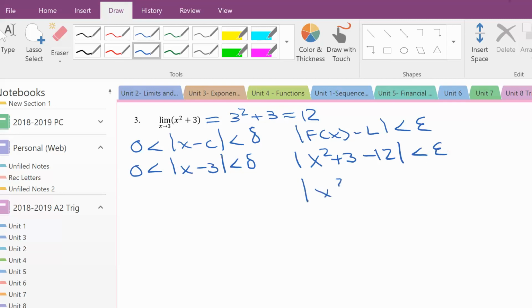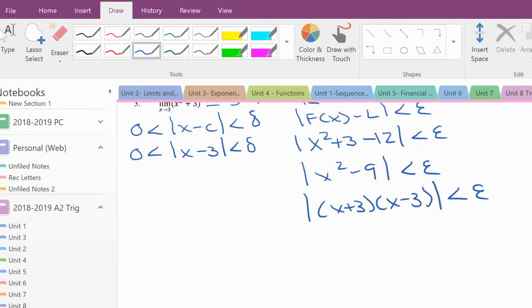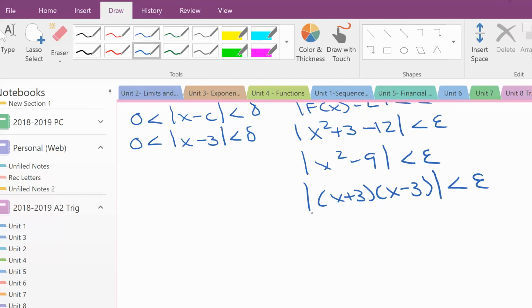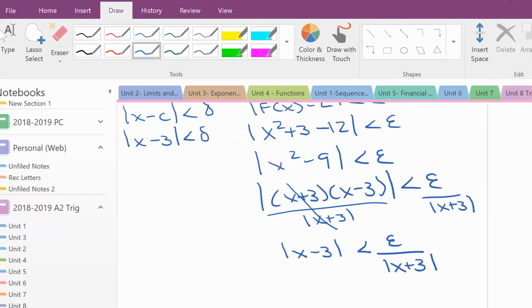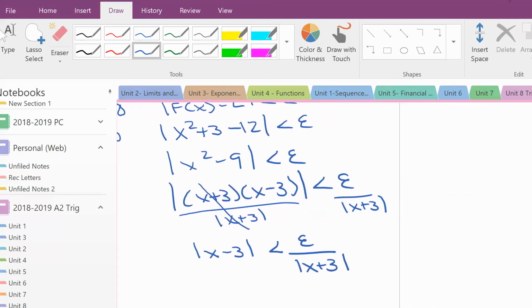So if we look here, this is x squared minus 9, which is less than epsilon, which factors to x plus 3 times x minus 3, absolute value. And remember, we're trying to get x minus 3 isolated here, so that means we have to divide by the absolute value of x plus 3. So notice you get the absolute value of x minus 3 is less than epsilon over the absolute value of x plus 3. Now we're going to try to minimize what the absolute value of x plus 3 can be.